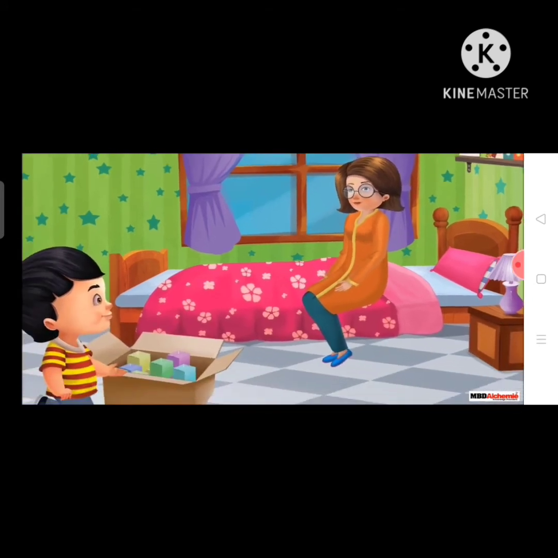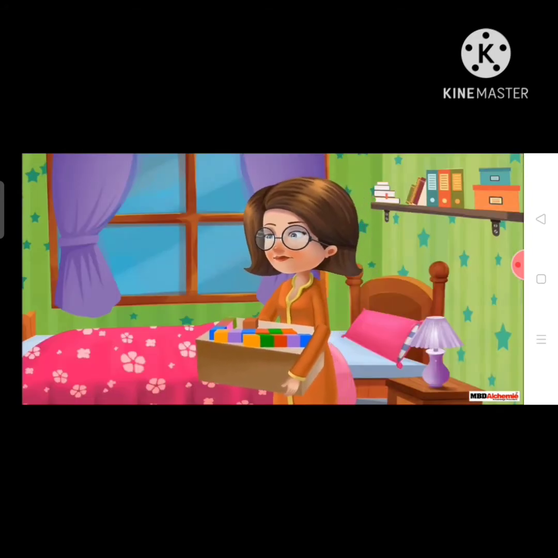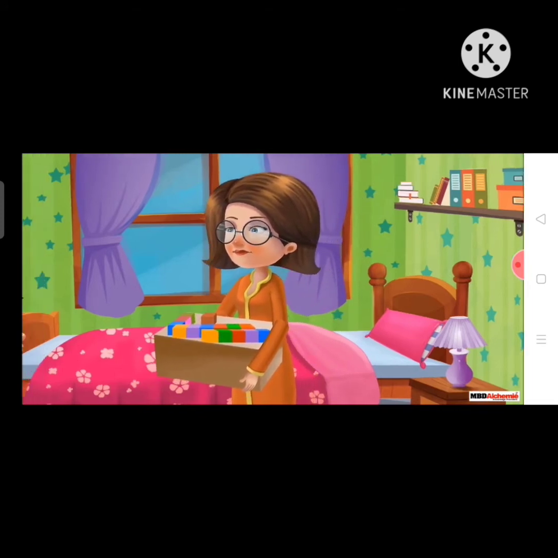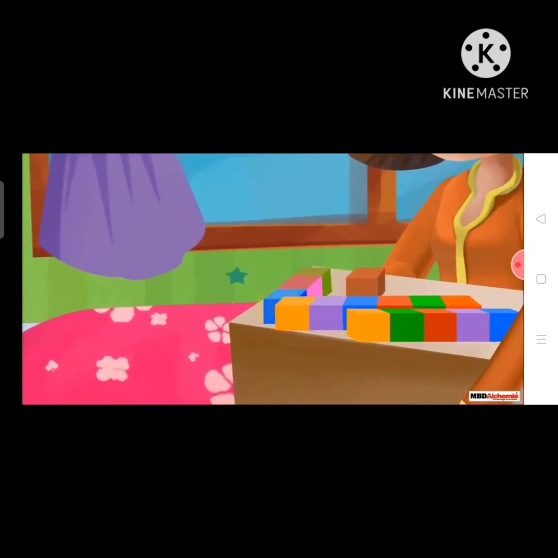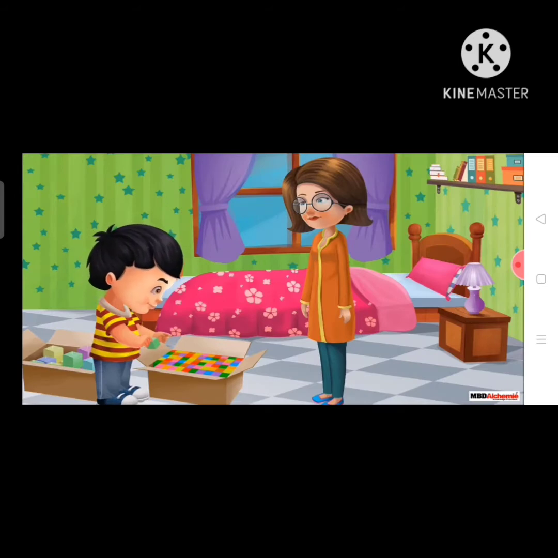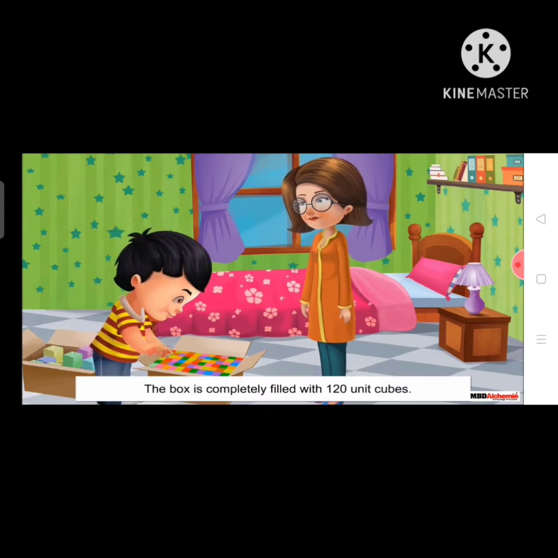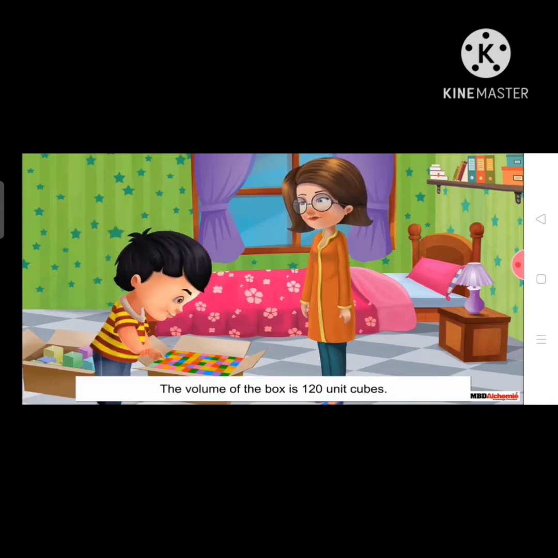Now, Sid is asking his mother to explain how we can measure the volume of a box. Now, Sid's mother has brought some small cubes and an empty box with her. She explains to him, to measure the volume of a box, we have to fill the box with these cube units. All the sides of a unit cube are of 1 unit. Sid starts filling in the unit cubes in the box and counting the number of cubes. The box is completely filled with 120 unit cubes. Therefore, the volume of the box is 120 unit cubes.